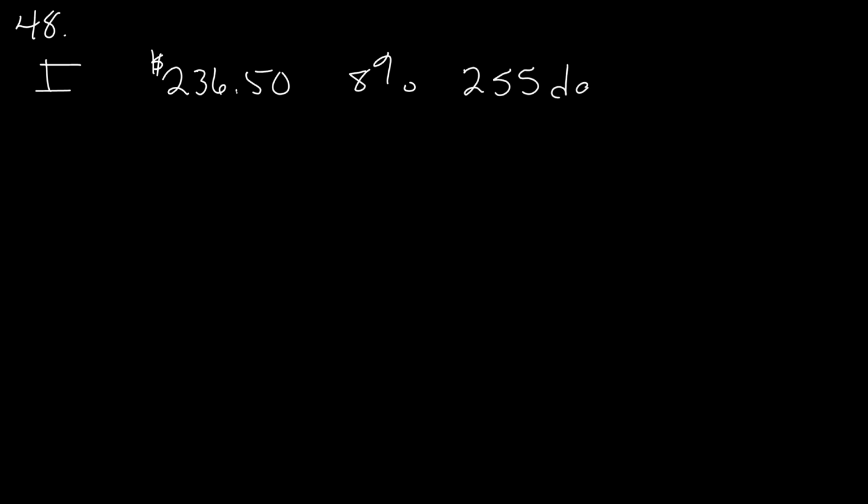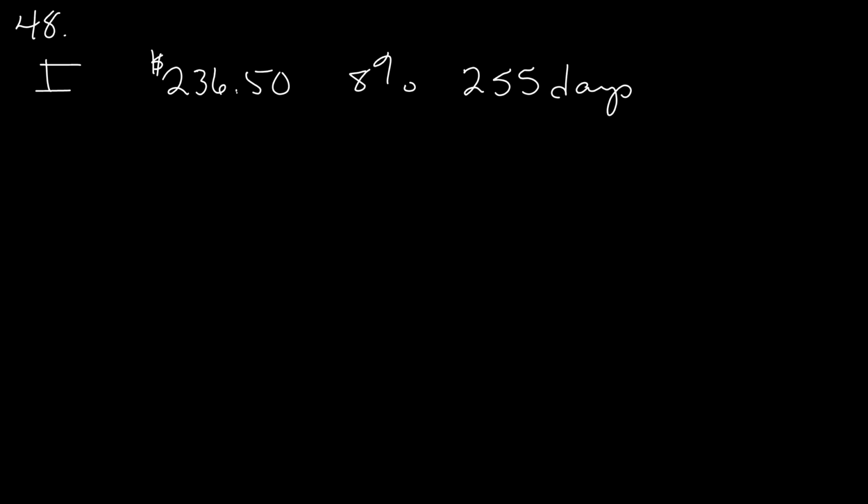Now let's do one that involves days. So let's do number 48 on this one. If we look at number 48, we're missing interest. We have principal of $236.50. So there's your principal. We have an interest rate of 8%. And we have time is 255 days. We're also missing future value, and we'll get that at the end.